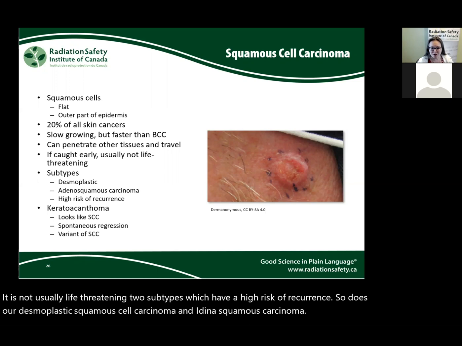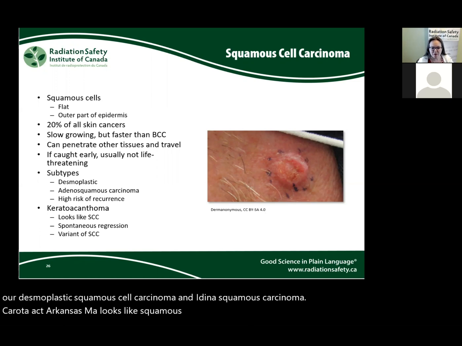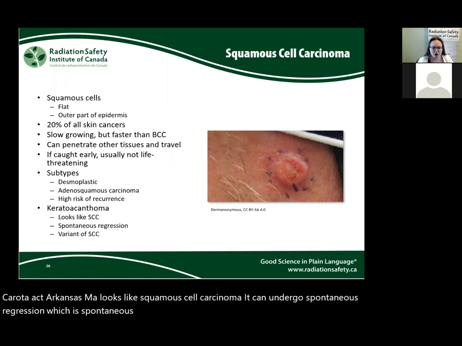Keratoacanthoma looks like squamous cell carcinoma. It can undergo spontaneous regression, which is spontaneous shrinking in weeks or months. It is sometimes considered a variant of squamous cell carcinoma.